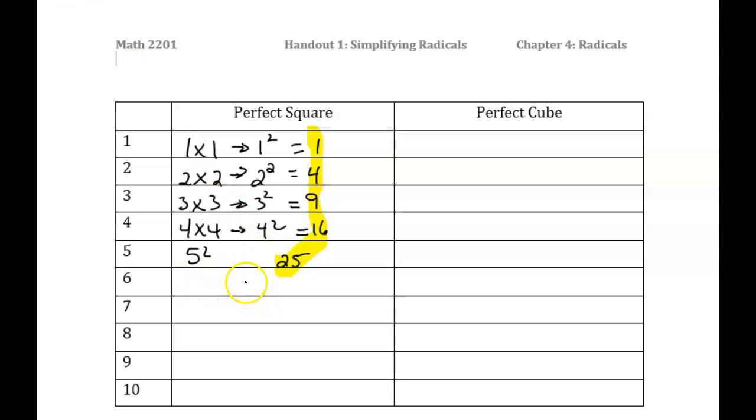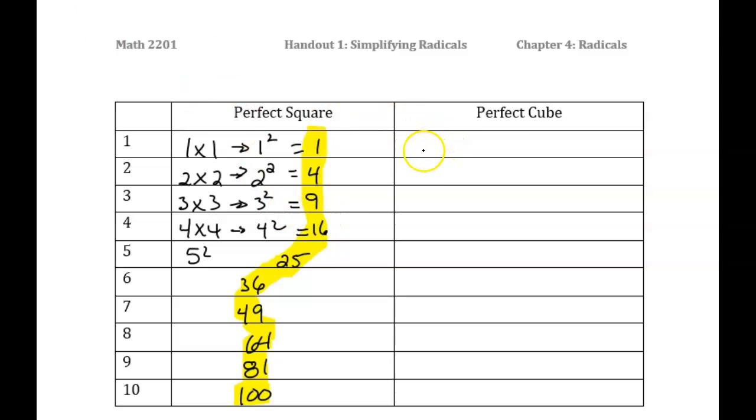So the next perfect square, 6 squared is 36. 7 squared is 49. Then you have 64, 81, and 100. You should be familiar with the first 10 perfect squares. I'd have them committed to memory.